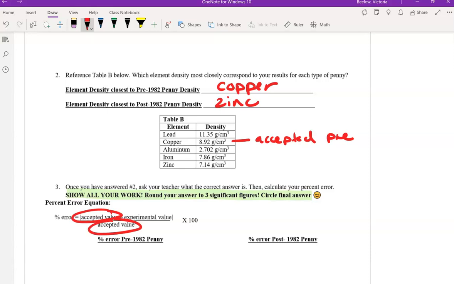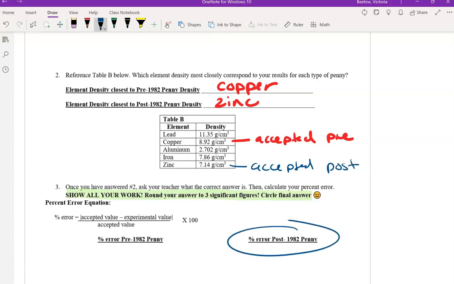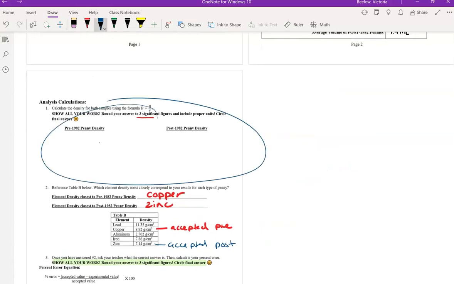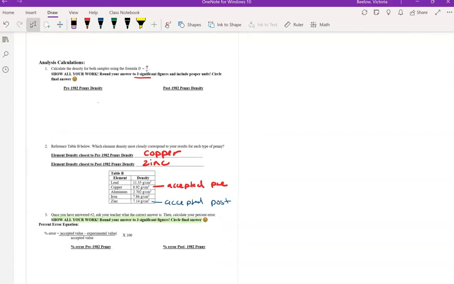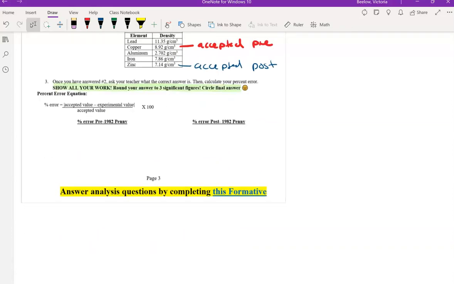For calculating percent error, the accepted value is what the actual value of copper is for its density. That's what you're going to plug into this equation here for the pre. And then for the accepted value for the post, you're going to use zinc. For this calculation, again using the same formula, your experimental value is what you got in your experiment, what you calculated. And then don't forget to complete the analysis questions in Formative.